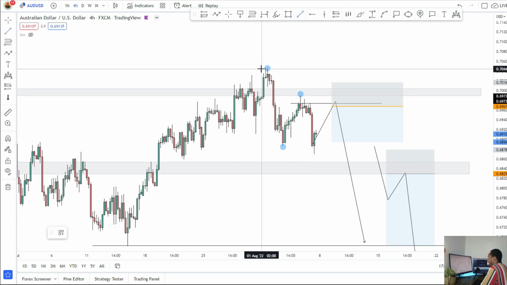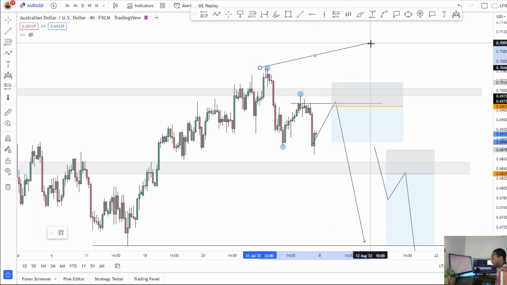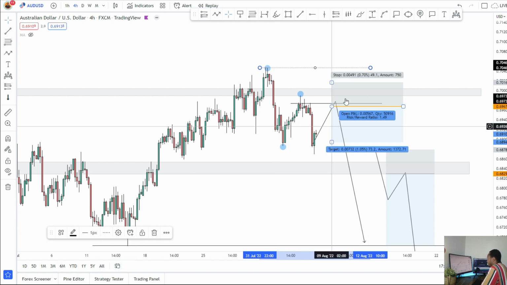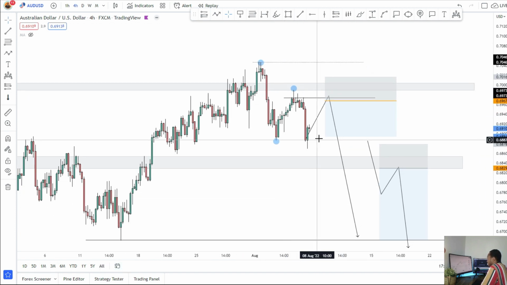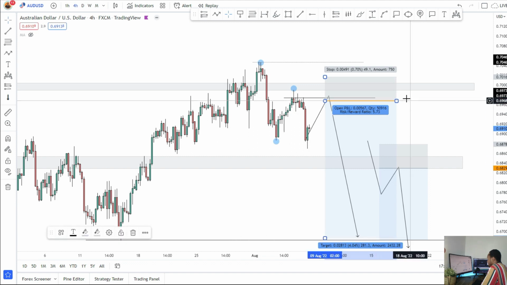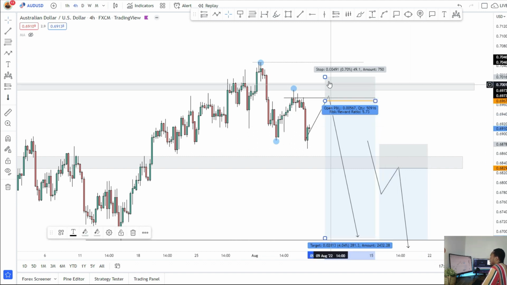If we can take out this high, then we might see a deeper retracement, a deeper pullback. But now that we're forming that lower high there, it looks like the market is getting ready to continue bearish again. So yeah, AUD/USD looking at more downside for this one.